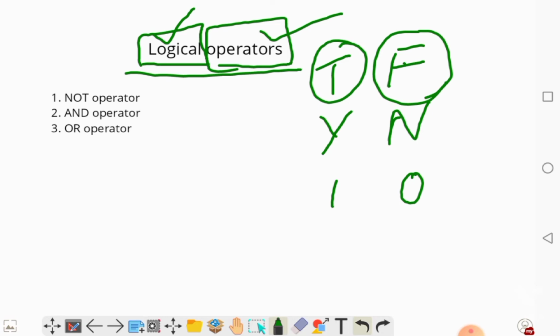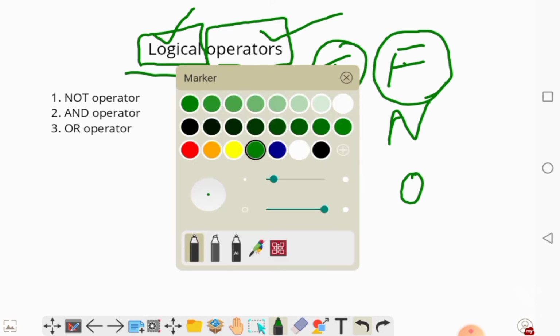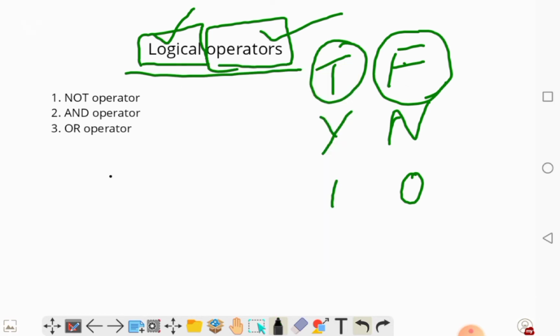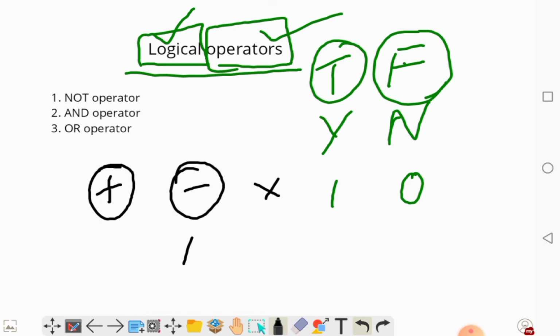Then what do you mean by operator? Operator is just a symbol. Plus is the symbol, it performs the addition operation. Minus is the symbol, it performs the subtraction operation. Into is the symbol which performs the multiplication operation. Divide is the symbol which performs the division operation.